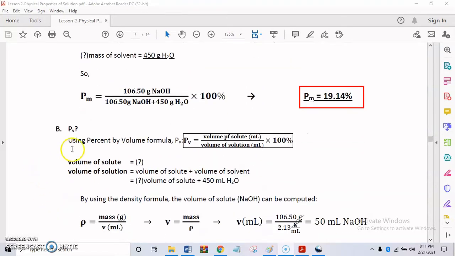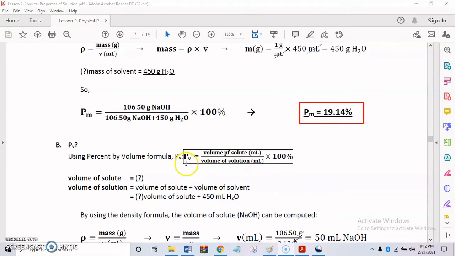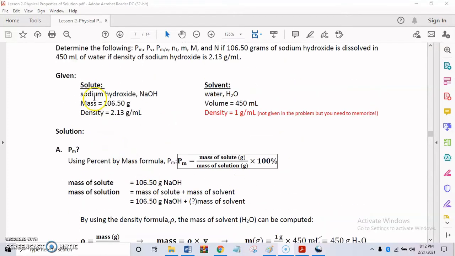Okay. Next is percent by volume. By using the percent by volume formula here, dito naman is in terms of volume. So, volume of solute all over volume of solution, both in terms of milliliter times 100%. So, volume of solute is unknown. Unknown, di ba? Kasi ang binigay lang sa atin sa problem is mass and yung density. So, from mass and density, we can get the volume of sodium hydroxide.